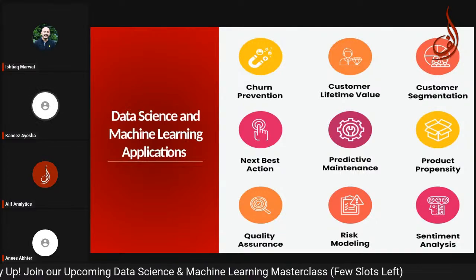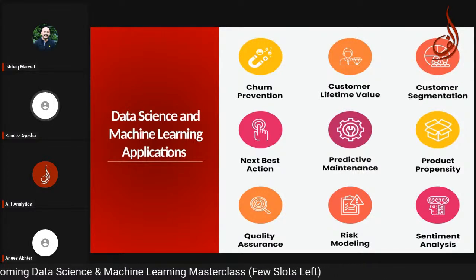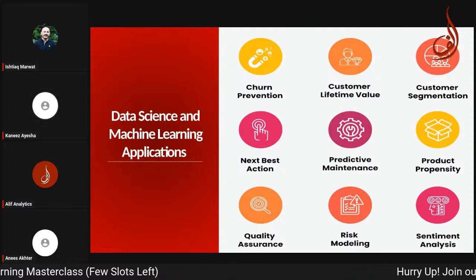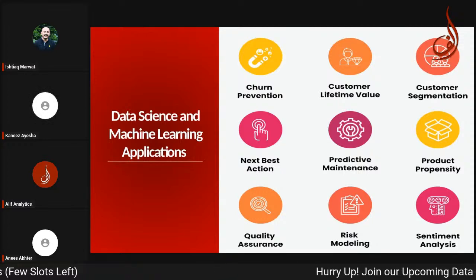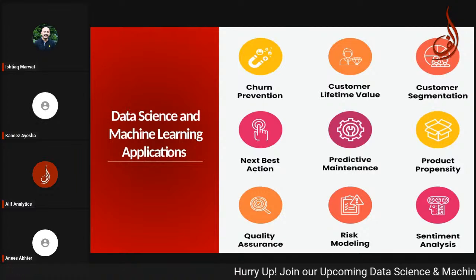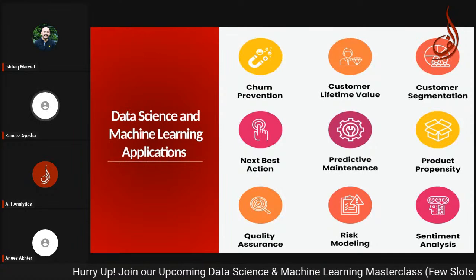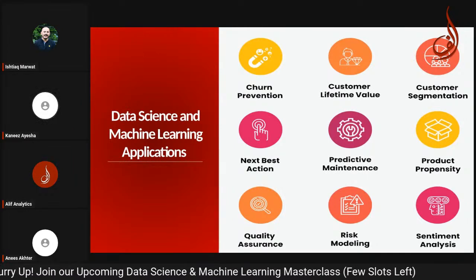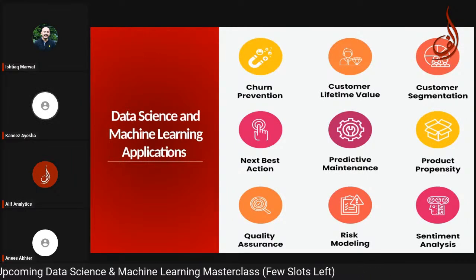The third one is customer segmentation. Customer segmentation is basically grouping customers of the same categories, behavior, and preferences to improve marketing strategies and customer satisfaction. The next one is next best action or next best offer. The next best action recommends the most relevant products or services for our customer, and this increases customer revenue.